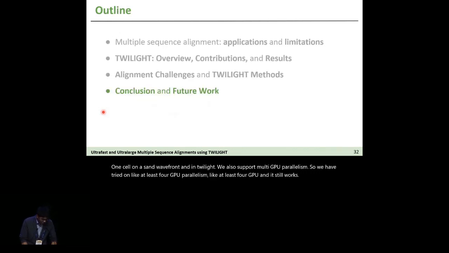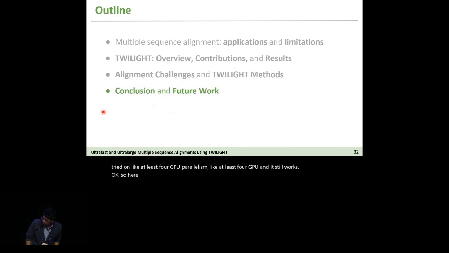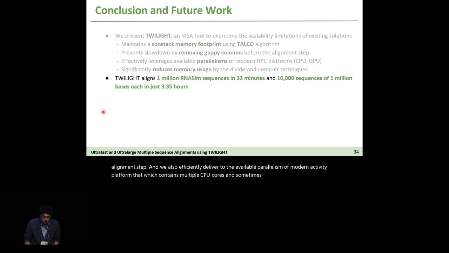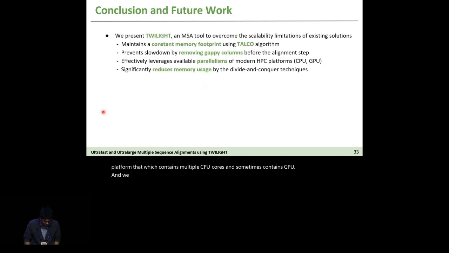Okay. So here it comes to the conclusion and future work. We present TWILIGHT, an MSA tool that overcomes the scalability limitation of existing MSA tools. We maintain a constant memory footprint using the TALCO algorithm. We prevent the slowdown by removing gappy columns before the alignment step. And we also efficiently leverage the available parallelism of modern HPC platforms, which contain multiple CPU cores and sometimes GPU cores. And we also significantly reduce the memory usage by our divide and conquer techniques.